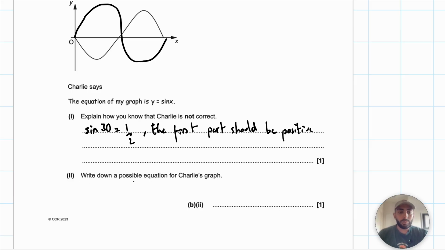Second part, write down a possible equation for Charlie's graph. Because he's drawn a reflection of the y equals sine x graph, let's just reflect the y equals sine x graph into his graph. So it would become y equals, because it's a reflection, it's minus sine x. It's a reflection in the x-axis, so the minus goes before the sine. If it was a reflection in the y-axis, it would go before the x.